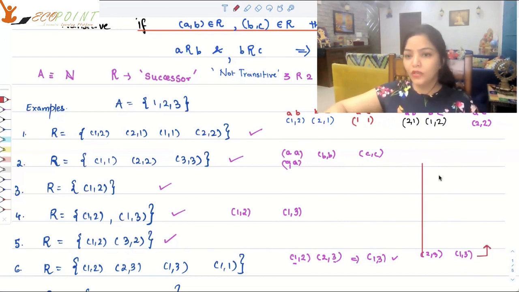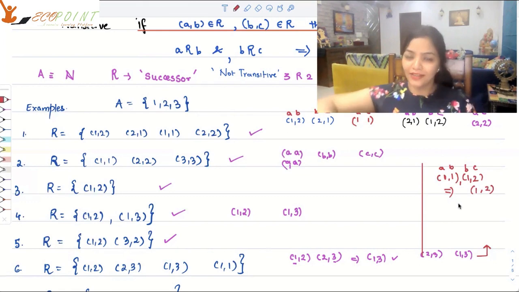So you take 1, 1. Is there something starting with 1? Well, yes, 1, 2 is starting with 1. So this behaves like A, B. A is related to B. B is related to C. Then A should be related to C. A is 1. C is 2. 1, 2 is there, right? So A, R, C is happening.